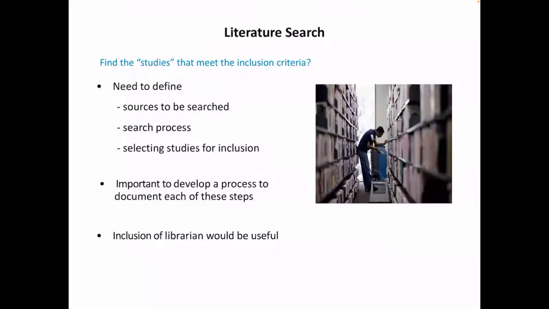So literature search in a systematic review is a different ball game. You need to cast a large net to collect as many studies as possible, and from there, you refine. So at least two or three authors are involved.